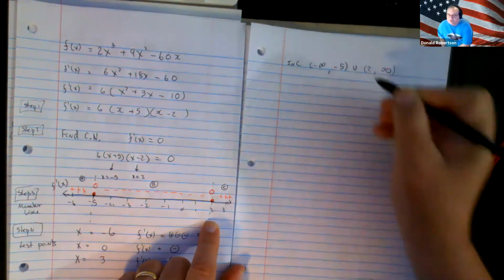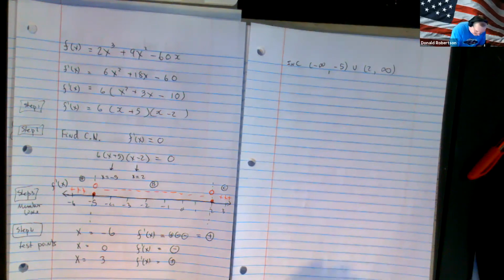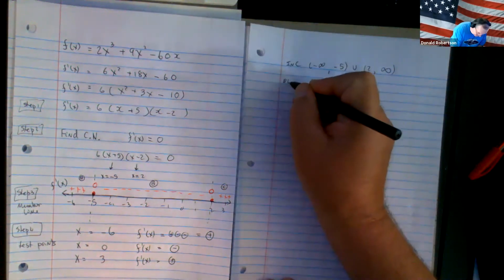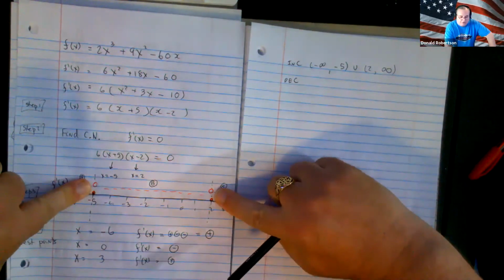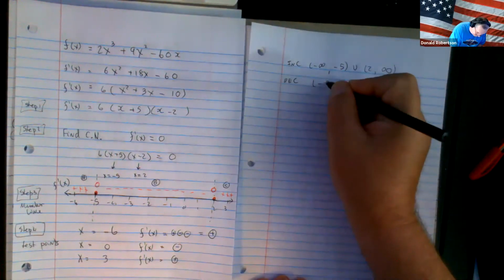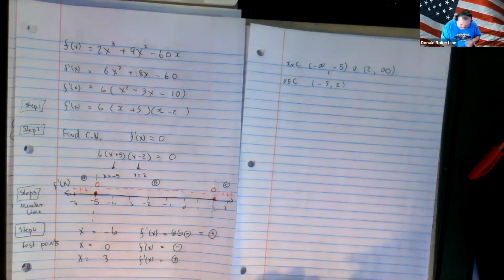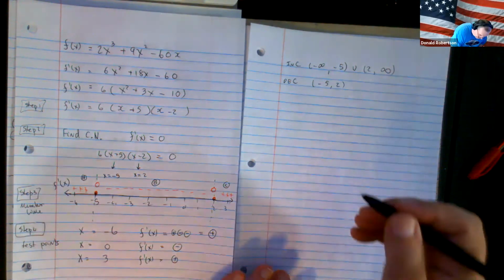And I've been told that you can use the U symbol in WebAssign. It's in one of the submenus, so you can actually get it. And now we have decreasing, which happens basically between here and here. So what's -5 to 2? Now, we've been asked to find the local min value and the local max value.